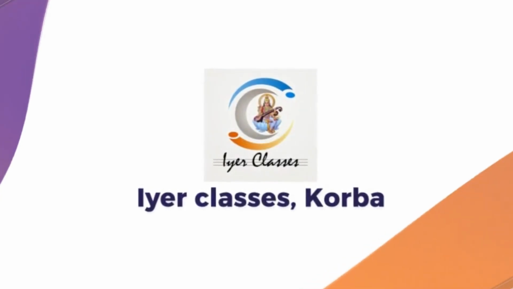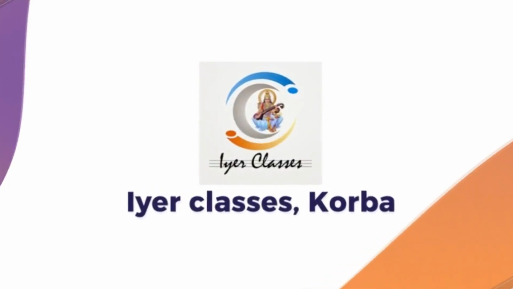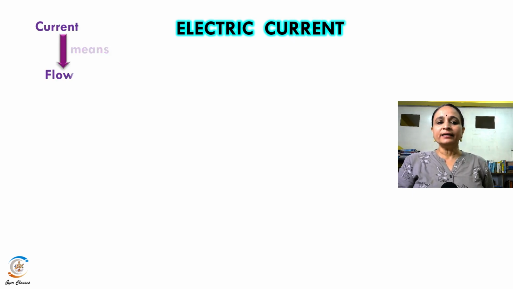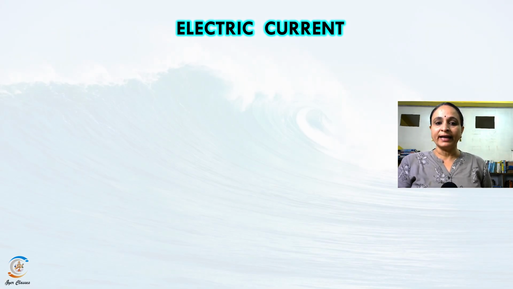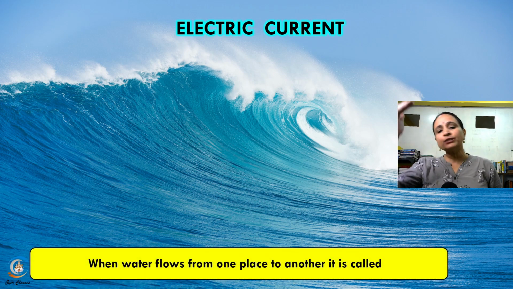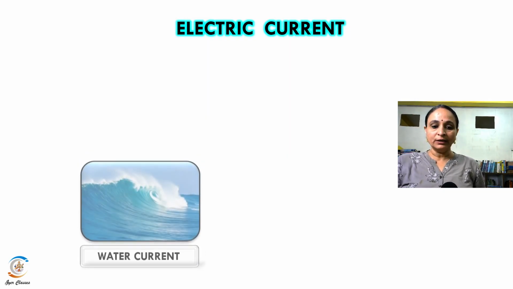Here we are going to start and learn about the electric current. It is a very interesting chapter in class 10th physics, and to start with, we are going to learn what is current. Now see, current means it is the flow, right? So when I say flow, it can be the flow of water. When water flows from one place to another, it is called the water current.